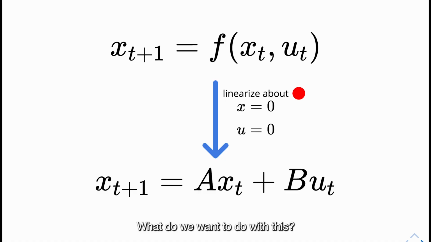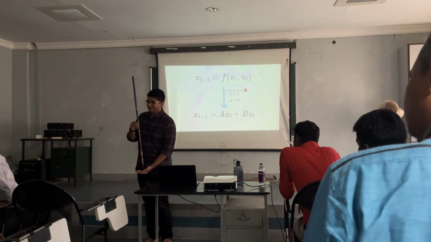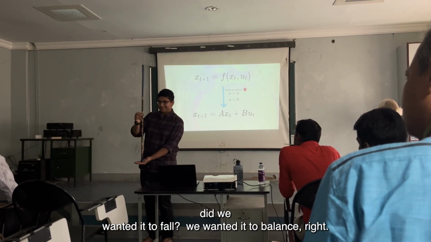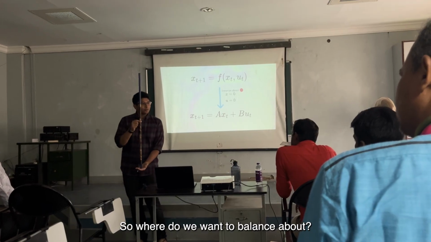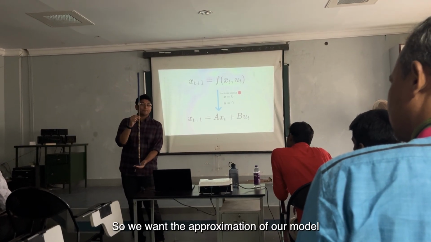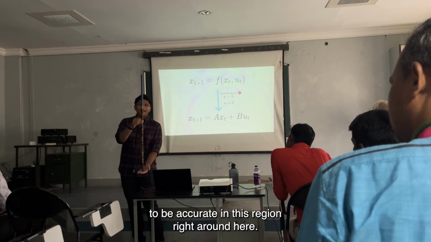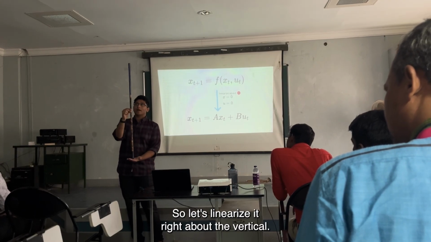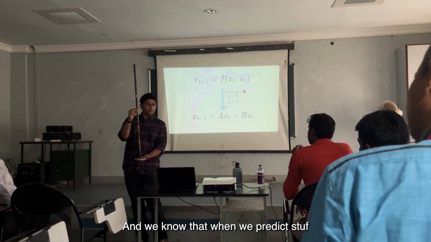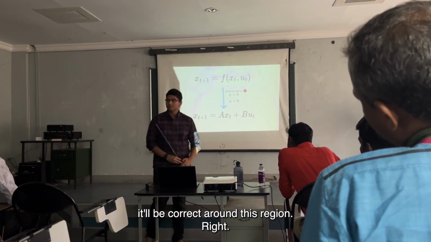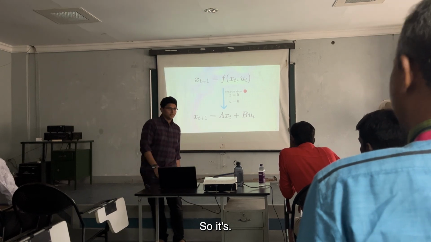And in our case, what did we want to do with this? Did we want it to fall? No. We wanted to balance, right? Yes. So where do we want it to balance about? We wanted to balance about vertical. So we want the approximation of our model to be accurate in this region, right around here. So let's linearize it right about vertical. And we'll know that when we predict stuff, it'll be correct around this region, right? Does that make sense? Yes, David.